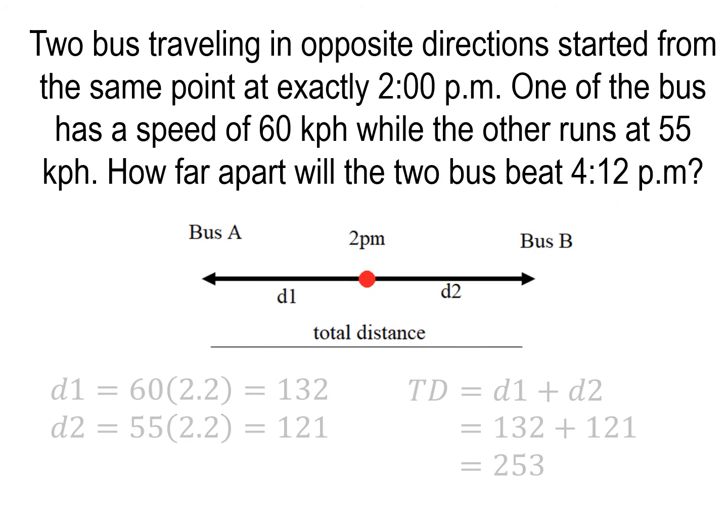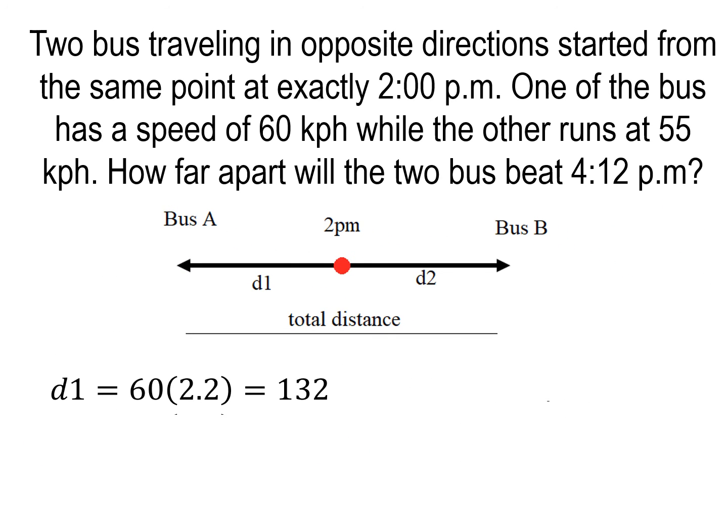Now, the distance 1 is equivalent to 60 times 2.2. Galing po yan sa formula na D equals R times T. Distance is equal to rate, which is 60, yung isa, times 2.2, the time traveled by bus 1. So, if you multiply 60 by 2.2, it will give you 132. Then, distance 2 is 55 kilometers per hour times 2.2. Ang lalabas doon is 121.